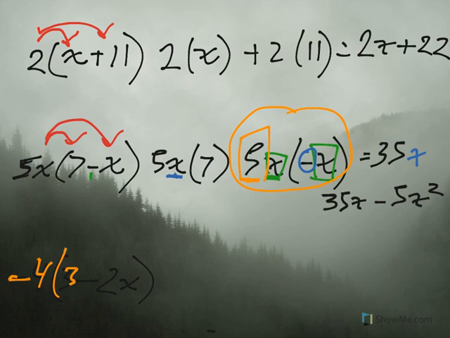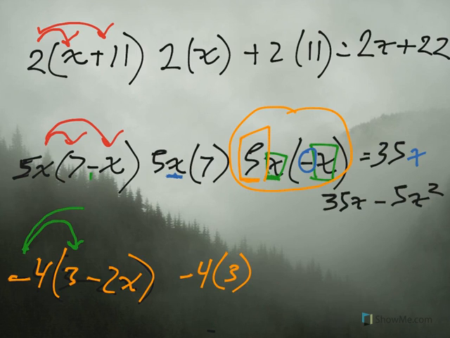We have another one down here, which I should write in yellow because you can't see it. Negative 4, 3 minus 2x. Okay, what are we multiplying together? 4 and 3. And what kind of 4 is that? That's a negative 4. So it's going to be negative 4 times 3, and then we're also multiplying negative 4 times negative 2x.